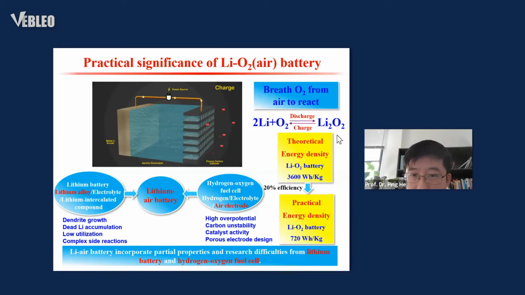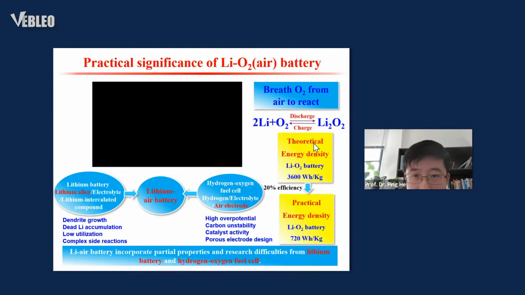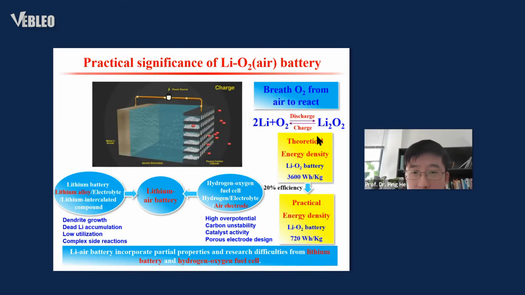So this system has a very large theoretical energy density. The energy density is about 3,600 watt-hour per kilogram. And if it has 20% efficiency, the practical energy density can reach 720 watt-hour per kilogram. So it is a very famous system for energy storage and energy transfer.